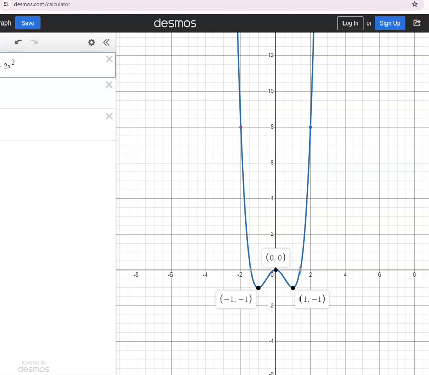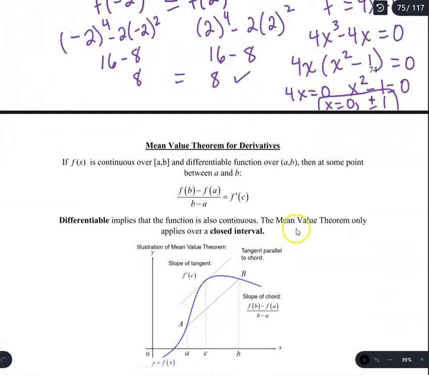I don't know if it's going to let me draw those lines. Let's see. So right there, there, and there. So those were the locations for c, -1, 0, and +1, where the slopes were equal to 0 according to Rolle's theorem. All right, so let me go back to the notes here. And let's look at the mean value theorem.